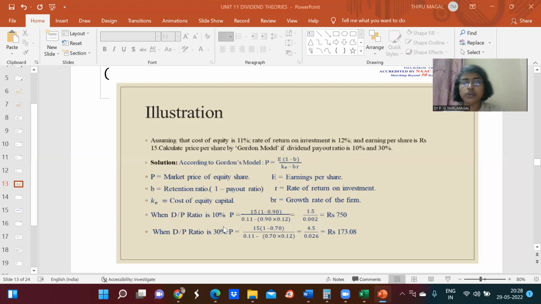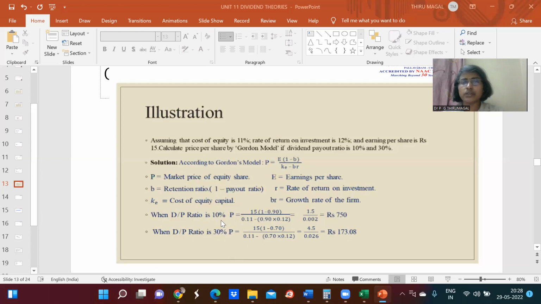Whereas if the dividend payout ratio is 30%, the same thing. In that case, 15 into (1 minus B), here retention will be 70%, because when they are paying 30% as a dividend, the balance 70% they are retaining. B will be 0.70, divided by K. K is 0.11 minus B into R, 0.70 into 0.12. So when you simplify all these things, you will get 173.08. So now we can see the drastic change in the share price of the company when there is a change in the retention ratio.